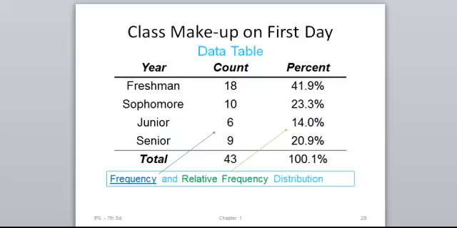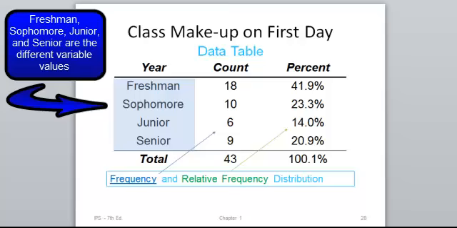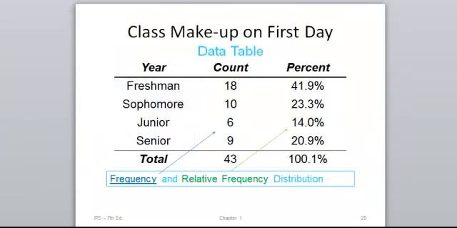And we're going to look at this. It's the class makeup for the first day of class. And we have freshmen, sophomores, juniors, and seniors in that class. And we count the students. We literally count for a total of 43 students in that class.